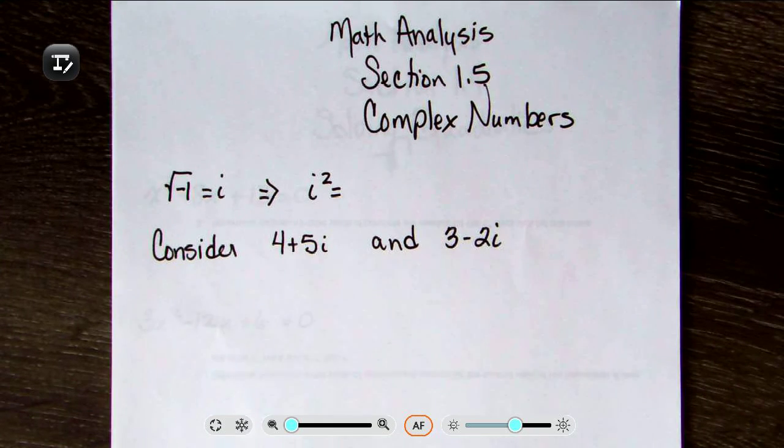Hi everyone, this video is going to be about complex numbers. It is section 1.5 of our textbook. This video is going to be relatively short. I like to do section 1.5 before I do section 1.4, and you'll see why when you watch 1.4.